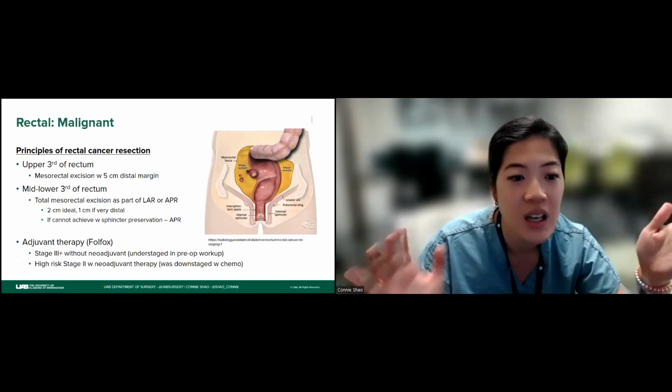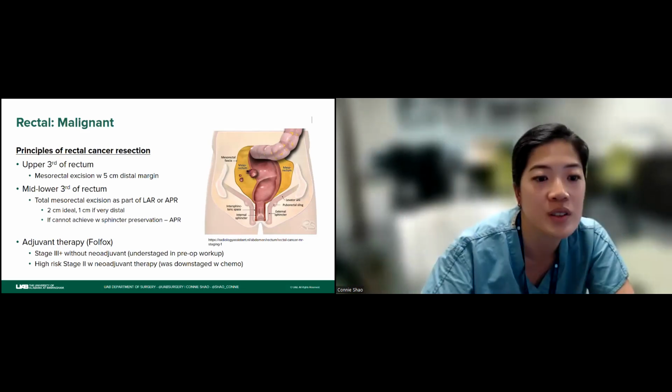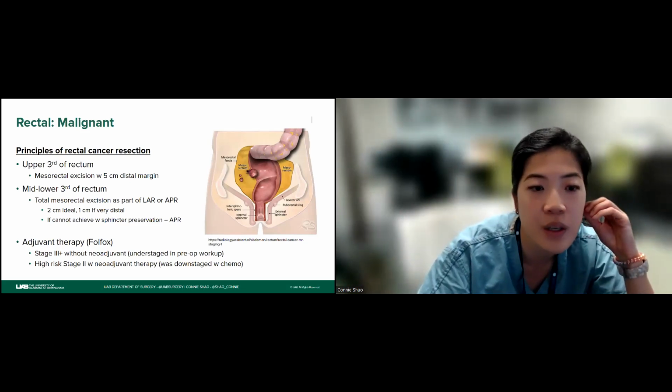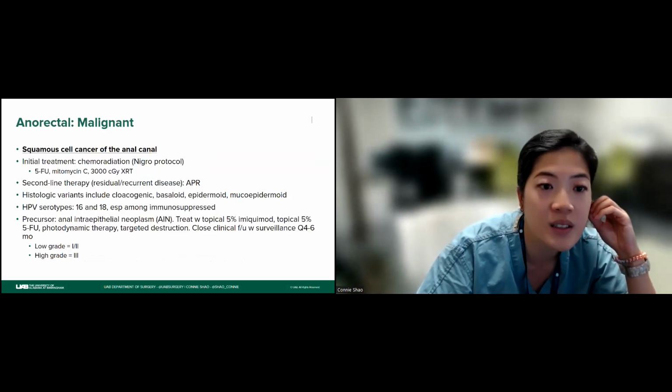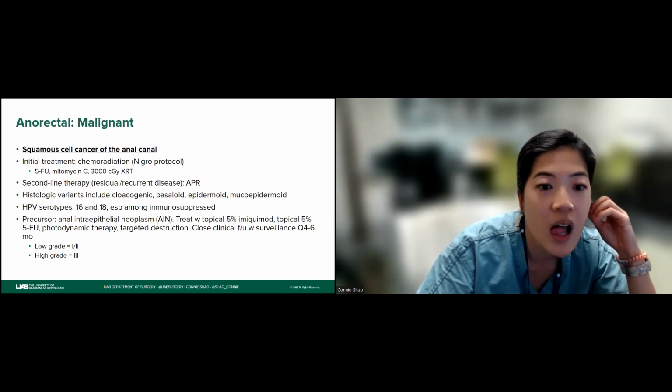But if you can't achieve an adequate resection, you have to do an APR. And then for stage 3+, you want to consider adjuvant therapy. And then squamous cell cancer, this is where it's important to consider the margins of the anal canal versus the anal margin. And so for this one, you would do a Nigro protocol. And if it's refractory to that, you want to do an APR.